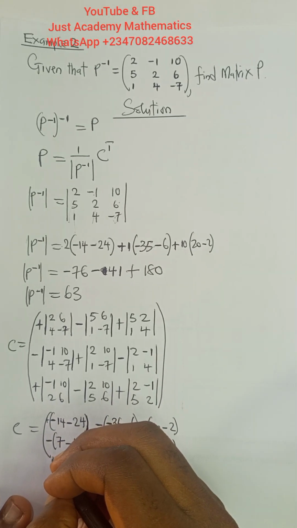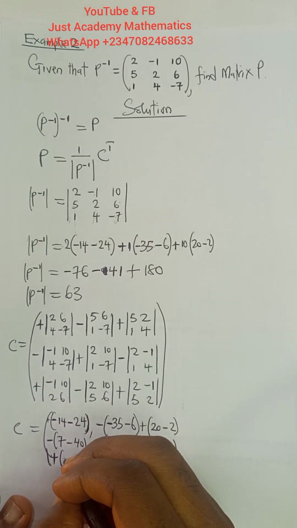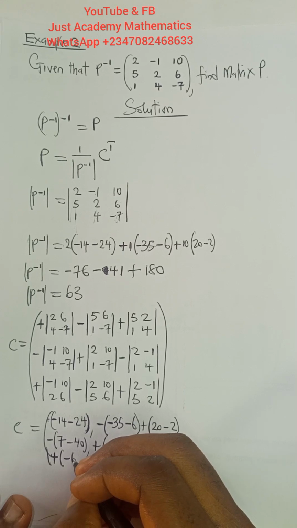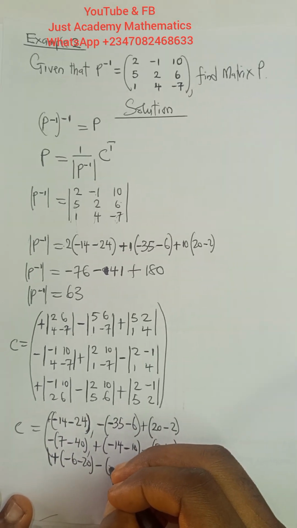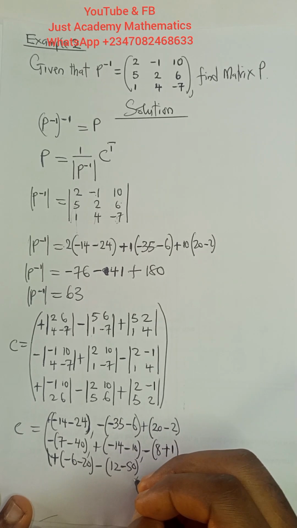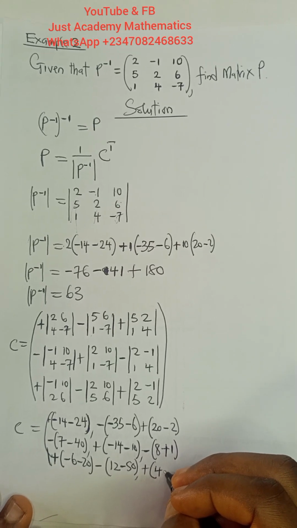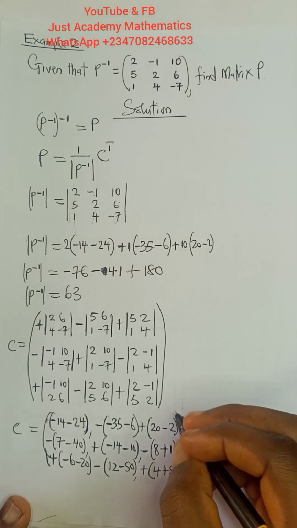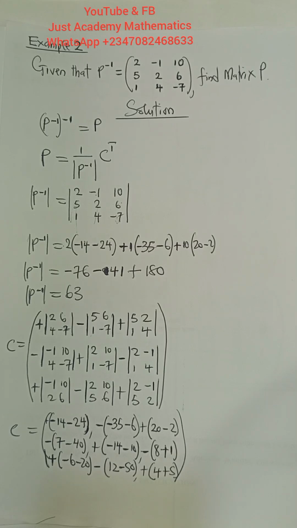Then we have plus outside. Minus 6 minus 20. Minus outside. We have 12 minus 50. We have plus outside. We have 4 plus 5. So those are the cofactor values. But we are not done.